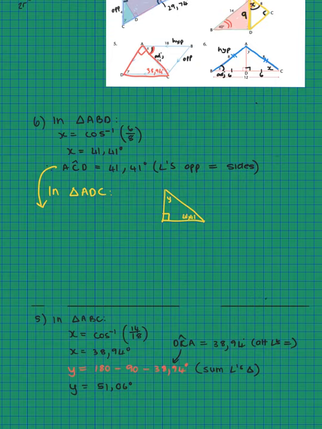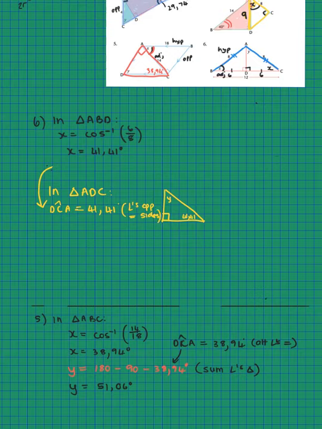So actually, I should write that not where it is. You should write that over there. Okay, so I'm just going to move it. If yours is down already, no worries. So now I'm going to say angle DCA is equal to 41,41. My reason was angles opposite equal sides. All right, so Y is going to be 180 minus 90 minus 41,41 degrees. Reason, sum angles of a triangle.